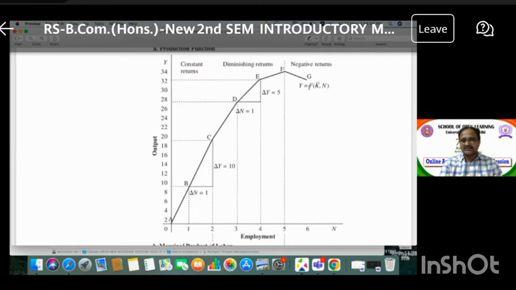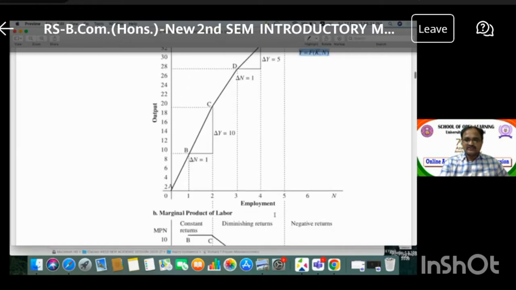So this equation, dear student, this diagram, this equation shows the short-run production function according to the classical theory approach. According to the classical theory approach, the production function is y equals function of K bar, N. Y is the output, N is the labor input. So with more units of labor the output will increase, but initially at a constant level, after that diminishing, after that negative. This is the negative, right?